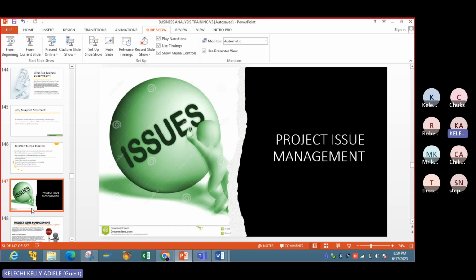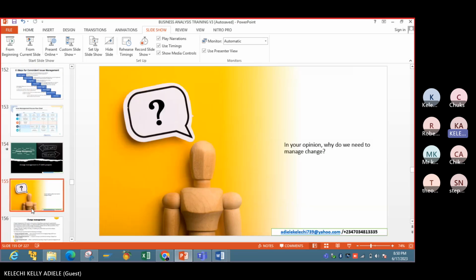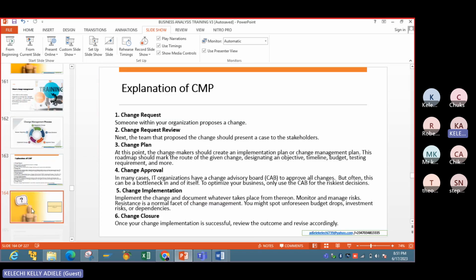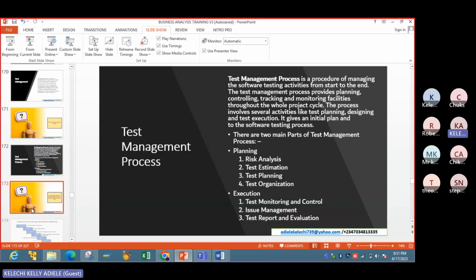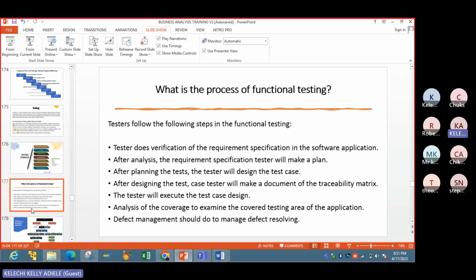We'll look at project issues. We'll look at change management. We'll look at the realize phase also. Look at testing, data migration, training, and go live. I think that should also help us.